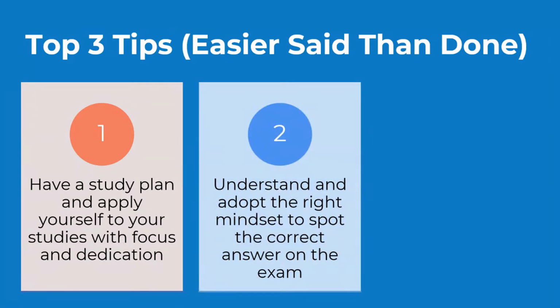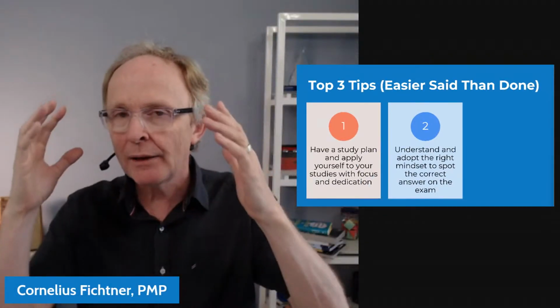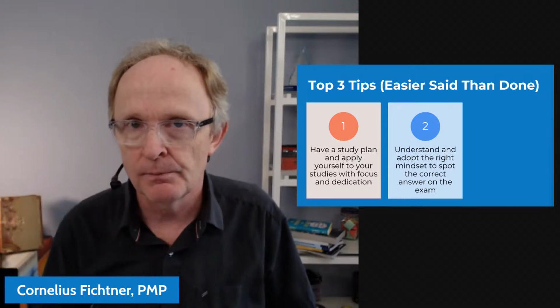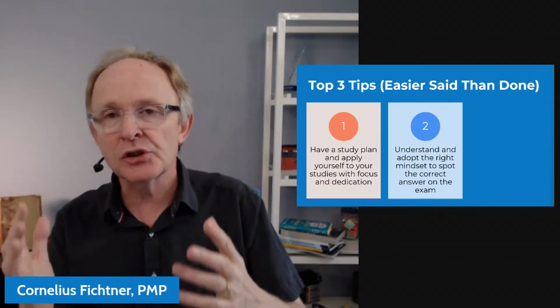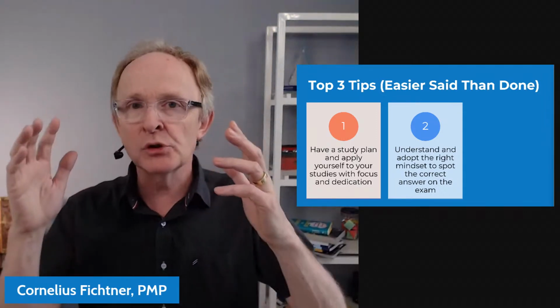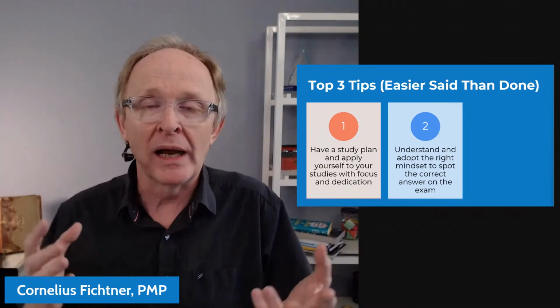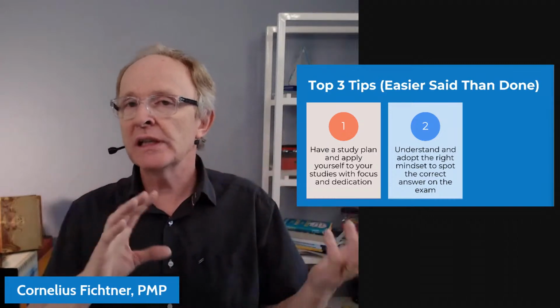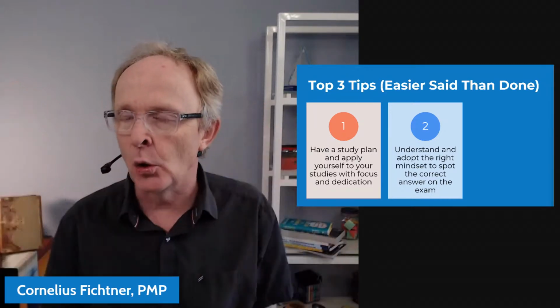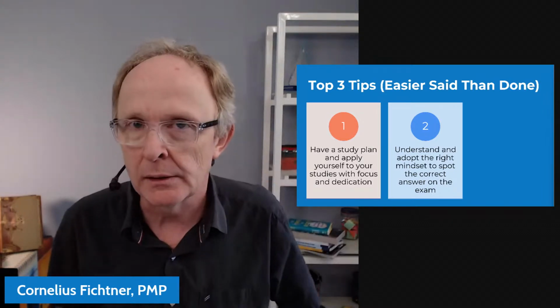Tip number 2, understand and adopt the right mindset to spot the correct answer on the exam. We're talking about the mindset in separate lessons here, but this is really important. You have to understand how PMI thinks, right? If there is a question in front of you, you don't have to look at this from the perspective of, well, how would I answer this? You have to really change your perspective a little bit and go, how would PMI want me to answer this?